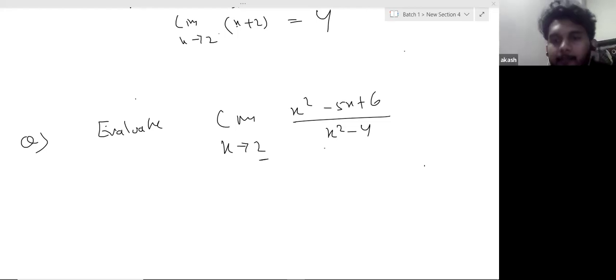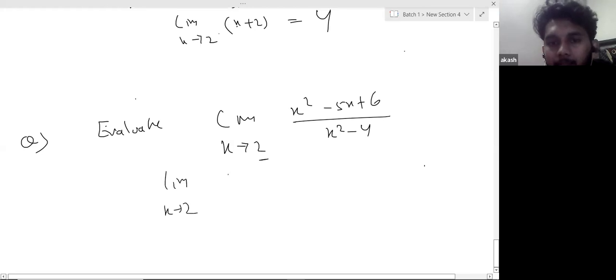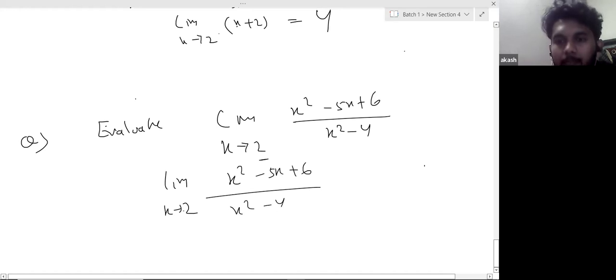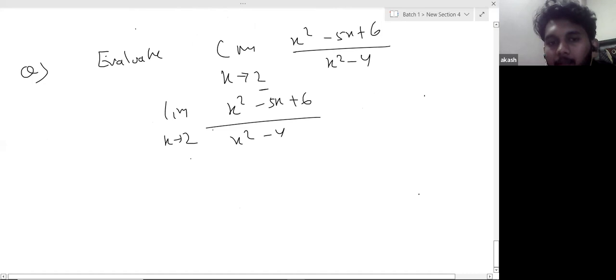All right, let's see. This is limit x tending to 2, x square minus 5x plus 6 upon x square minus 4. First step is to put the value of x as 2 directly. So putting the value of 2 directly, this is 2 square minus 10, so minus 6 plus 6 is 0. 4 minus 4 is 0. 0 by 0. So we cannot put the value directly. So let's try to factorize.